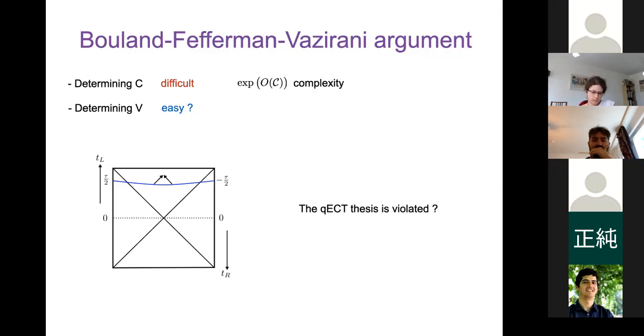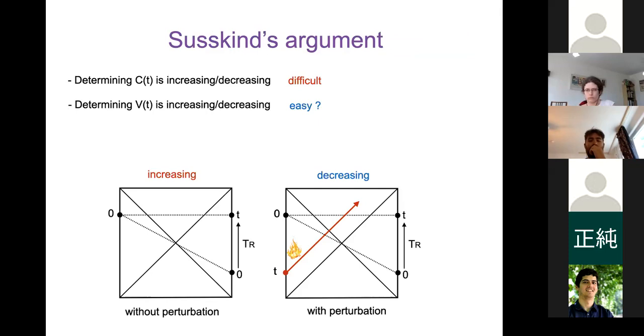And several months later, after this paper appeared, Susskind made another challenge to this thesis. His argument is based on the observation that determining whether the complexity is actually increasing or decreasing in time is also difficult. And I guess this makes sense because complexity itself is very difficult to compute. However, Susskind went on further and made the following claim: determining whether the volume is increasing or decreasing is actually very easy.